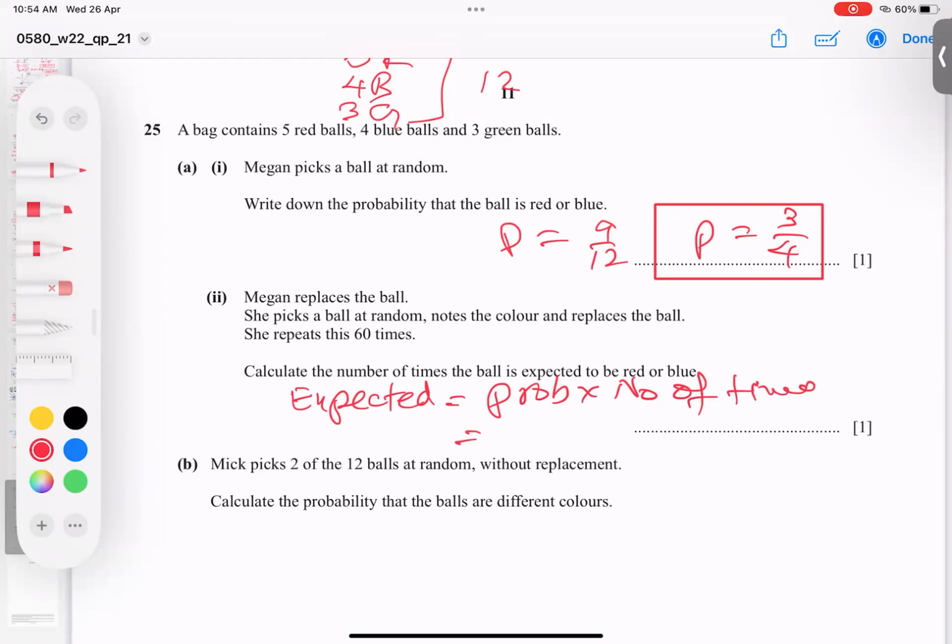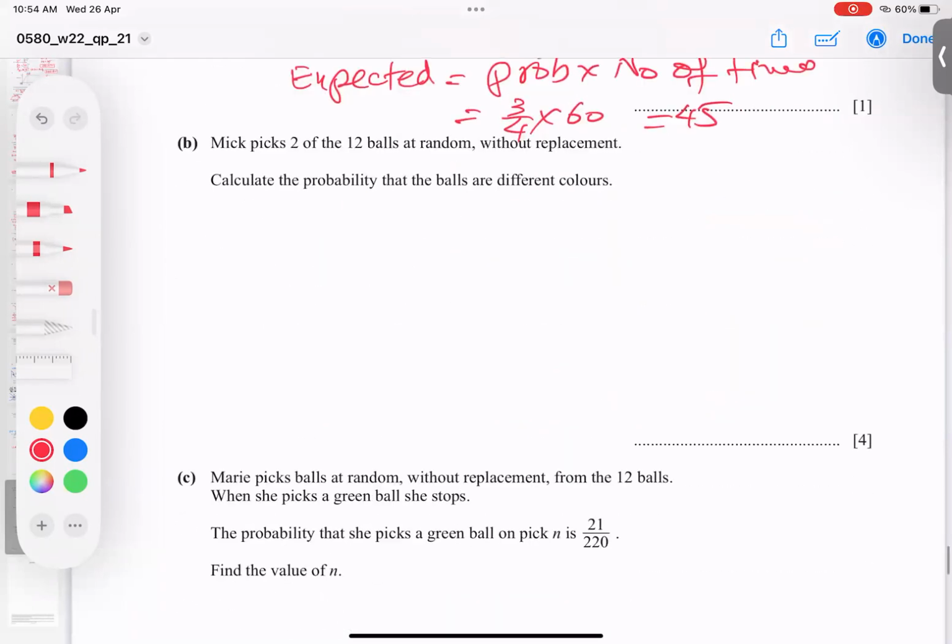And the probability of blue, red, and blue. So this is 3 by 4. The probability 3 by 4 comes from here, and the repetition is 16. So I got 15, 5 threes are 45. So 45 is my answer.